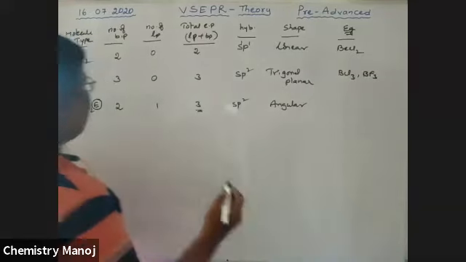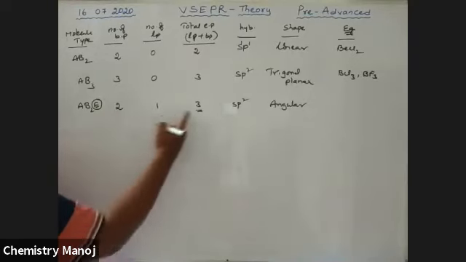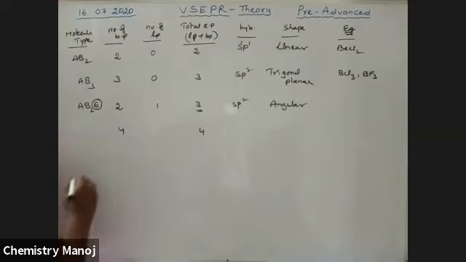I will give the example, please wait. Next, total 3. Now total 4. Total 4 are bond pairs, no lone pairs. That is AB4 type molecule.